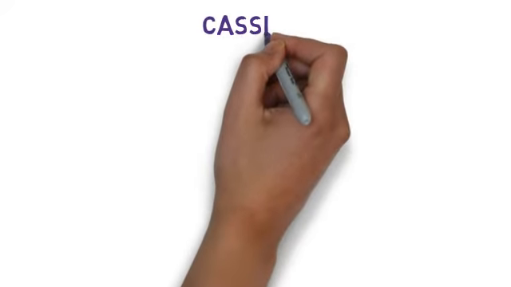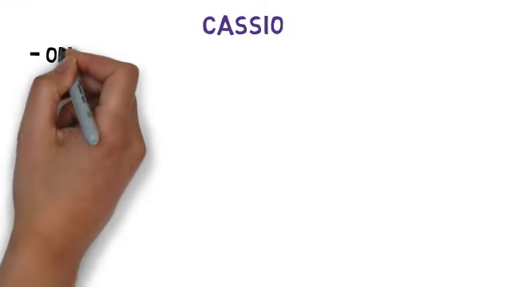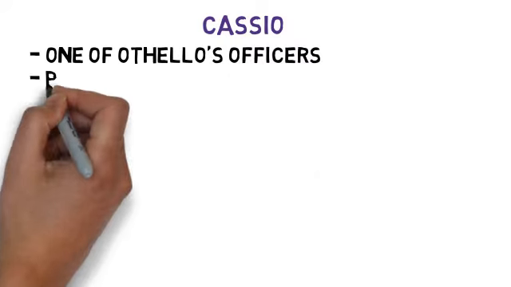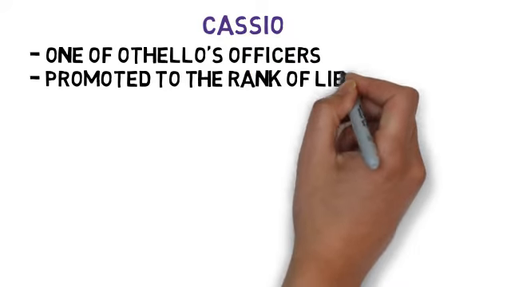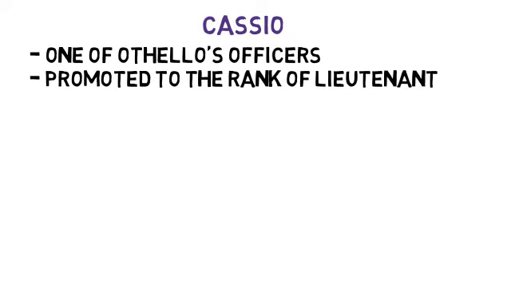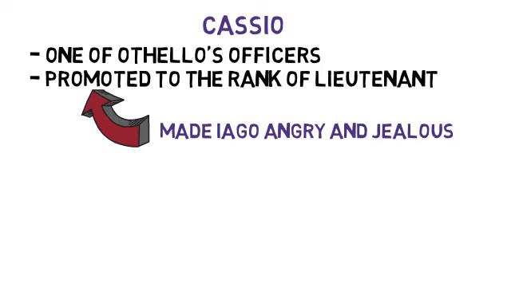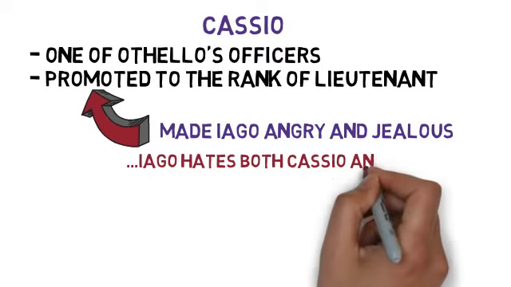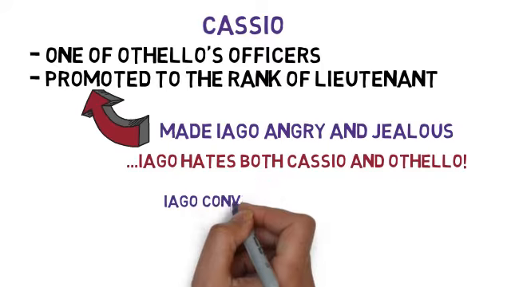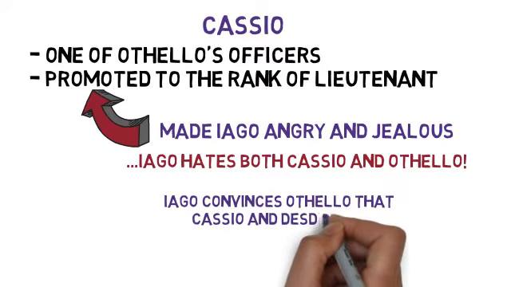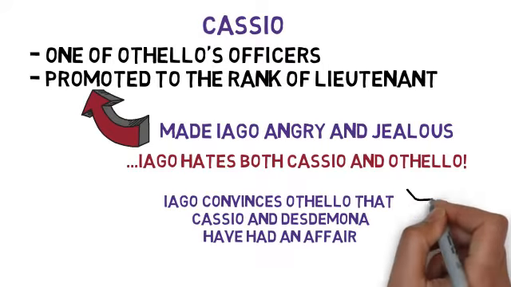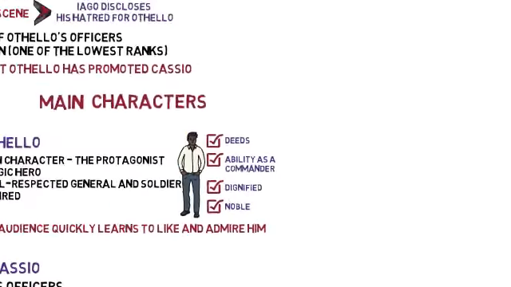Now, Cassio, this is one of Othello's officers. Othello promoted him to the rank of lieutenant instead of Iago. This made Iago angry and jealous, and he tells us that he hates them both. Using Cassio's youth and good looks against him, Iago manages to convince Othello over the course of the play that Cassio and Desdemona have had an affair.